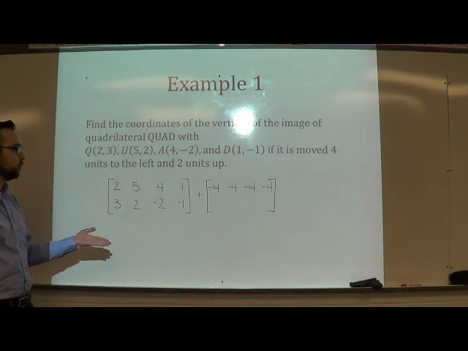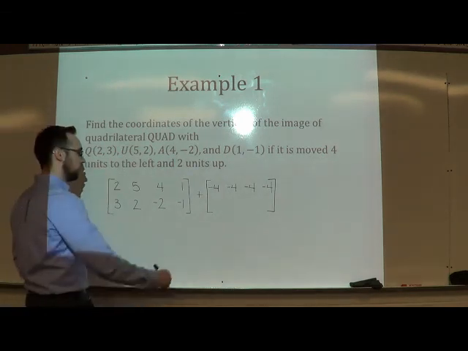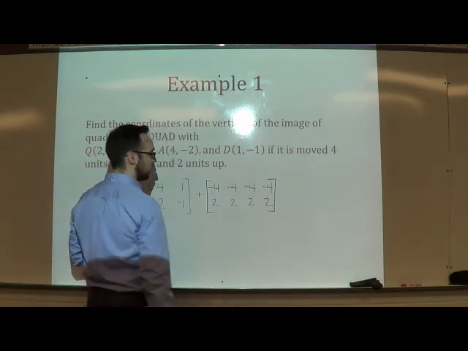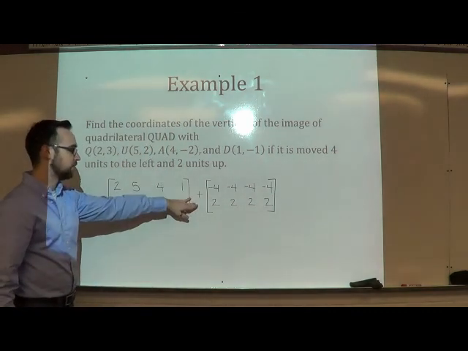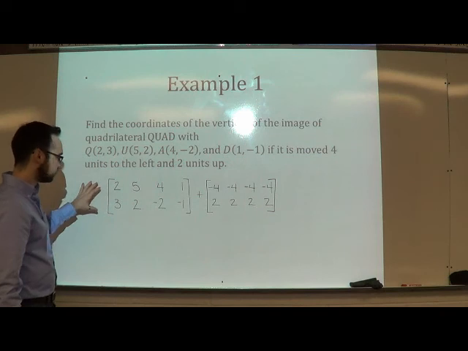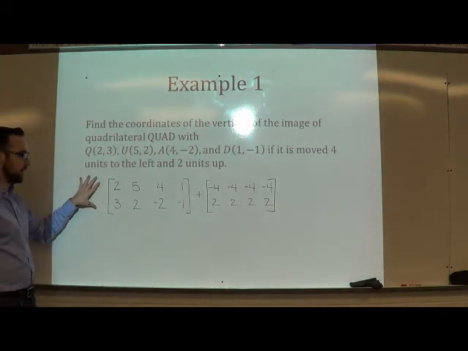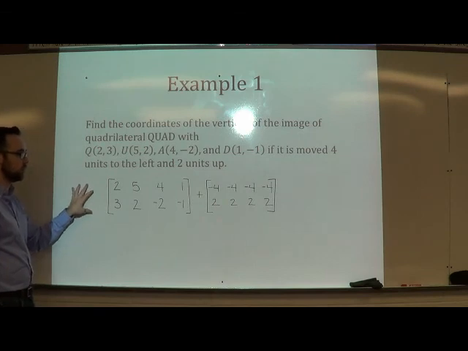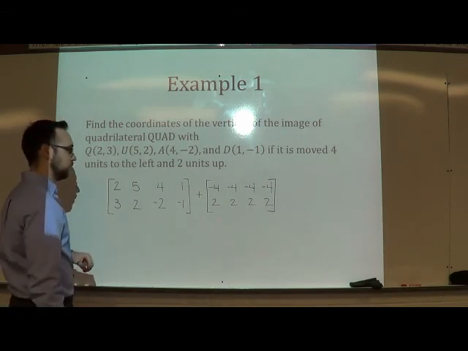And the y values, we're moving it up, so it's going to be positive. So it's going to be 2, 2, 2, and 2. So it's the same value for all the x's, same value for all the y's. And all we're going to do is add that to these points, and that'll change the coordinates and really just move this quadrilateral from one position to another.